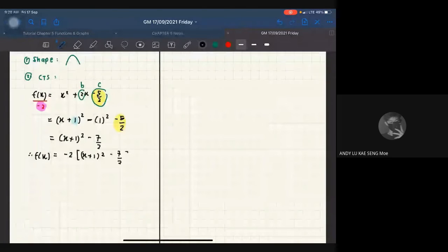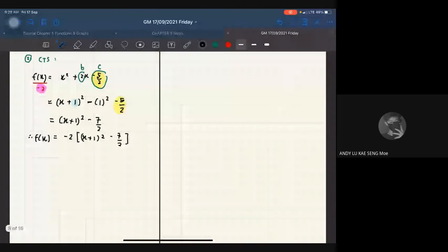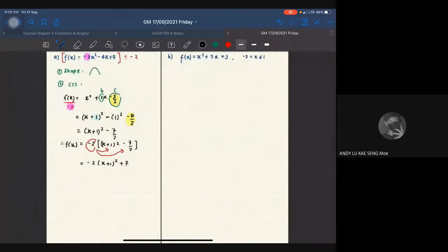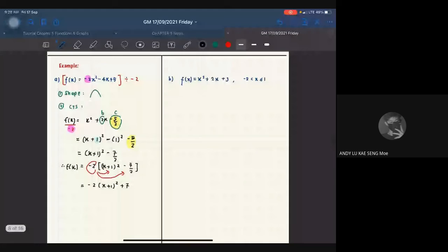Macam ni. Okay, and then you expand back. Masukkan this one ke this one and this one ke sana. Okay, so you are going to have negative 2 times (x plus 1) square plus 7. Okay, so itu adalah awak punya CTS form. Okay, so bila kita dah ada dalam bentuk CTS, awak dah boleh tentukan dia punya minimum or maximum point. Okay, so our step number 3 is you need to determine what is our maximum ataupun minimum point.